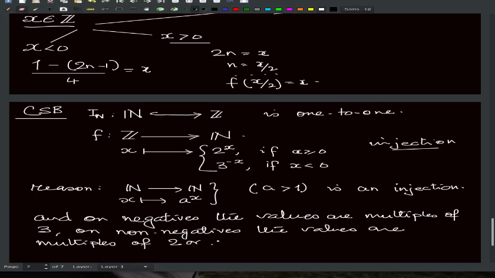Multiples of 2. Exception is possibly at 0. There it is, 1. It is never 1 at negative 1, right? So, therefore, no values are repeated, so this is an injection. So, CSB immediately tells me from this choice.